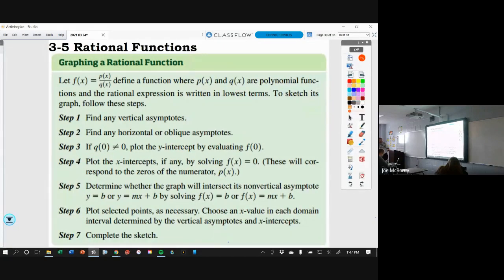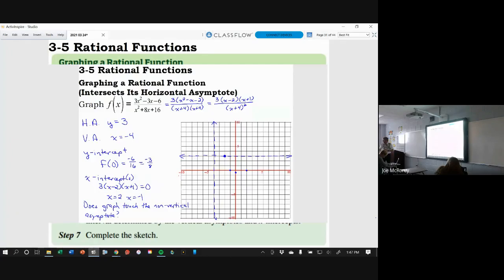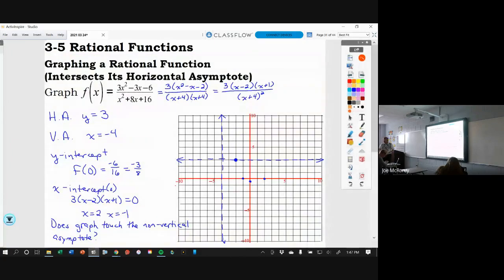Plot selected points as necessary. Guys, there is no right or wrong method of choosing these x values. You can plug any x value you want in, except -4, right? You can plug any x value you want in and plot one. So we have broken the x-axis into 4 pieces. Did y'all see that?